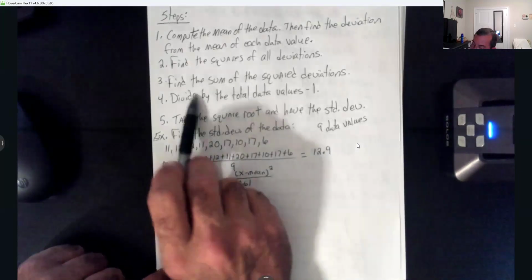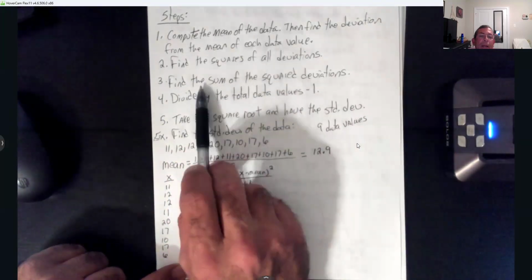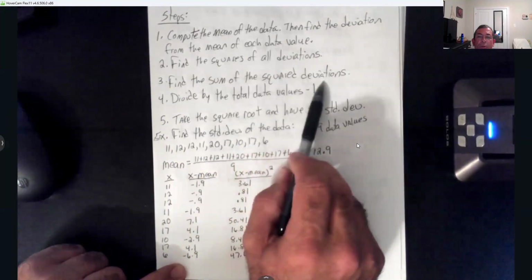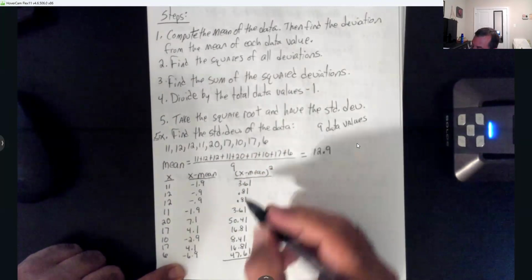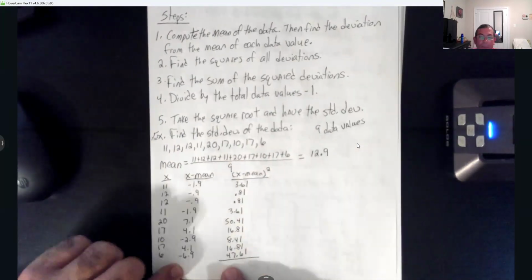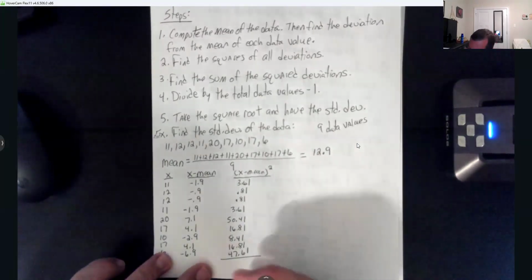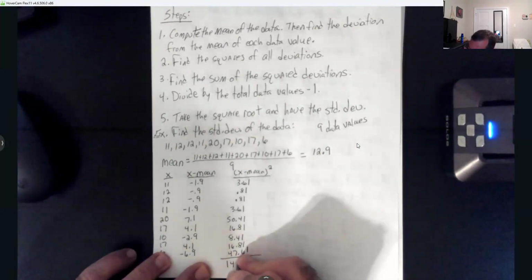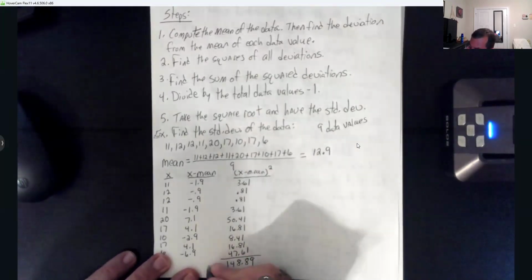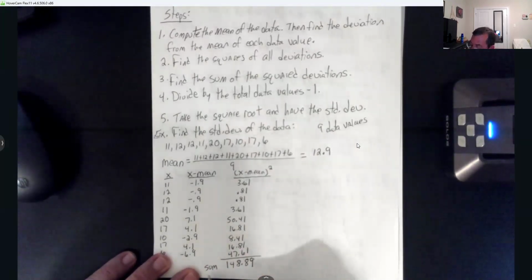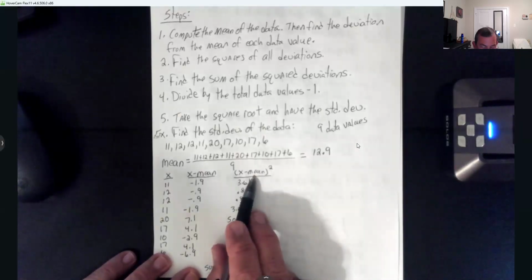So here, I just now found all the squares of the deviations. My next step is to find the sum of those squared deviations. So they want me to come in here and add all these up and get a sum. So y'all, when I added all these up, I ended up getting 148.89. That is now the sum of all these squared deviations.